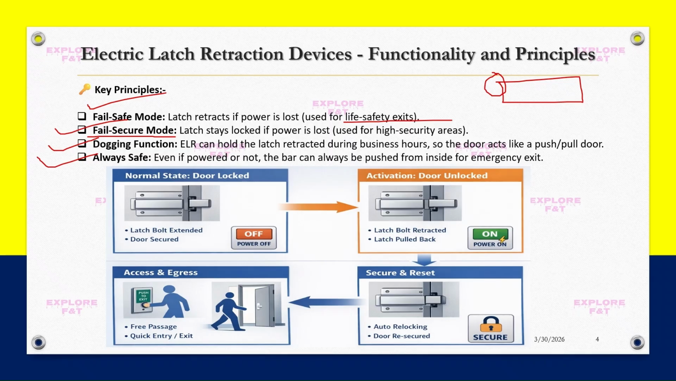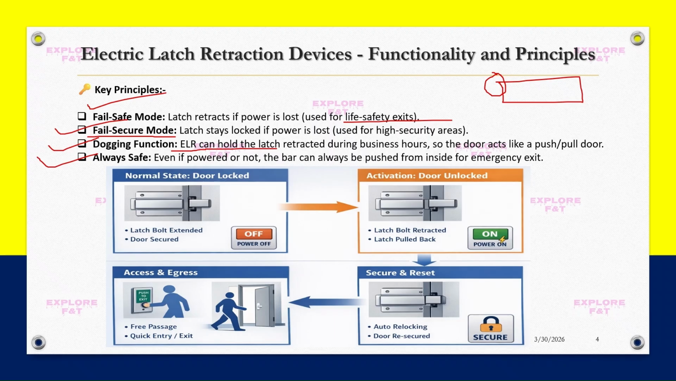Okay, dogging function: ELR can hold the latch retracted during business hours so that doors act like push and pull doors. So dogging function means this latch detection device stays like this during normal business hours, so to open it you just push and pull and it will open. No credentials are needed for this.